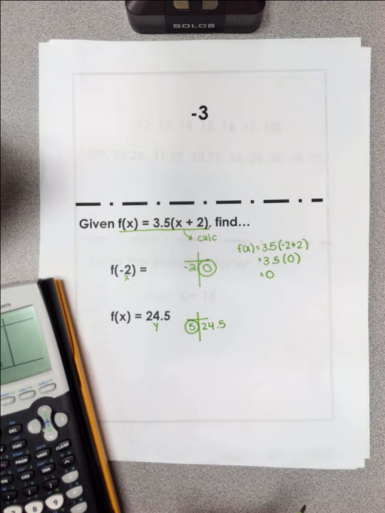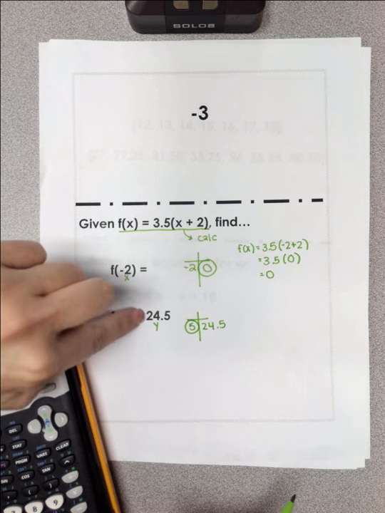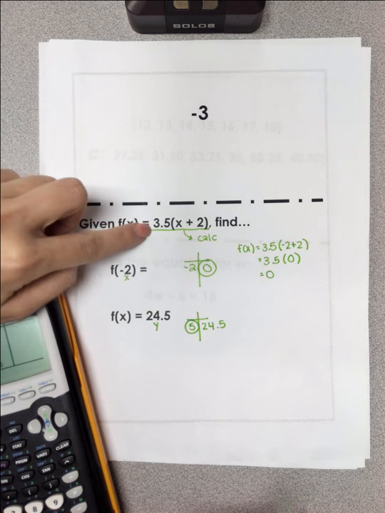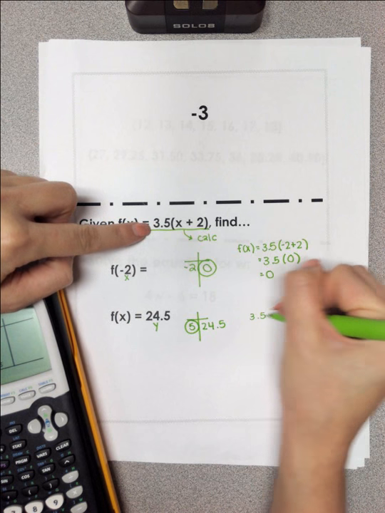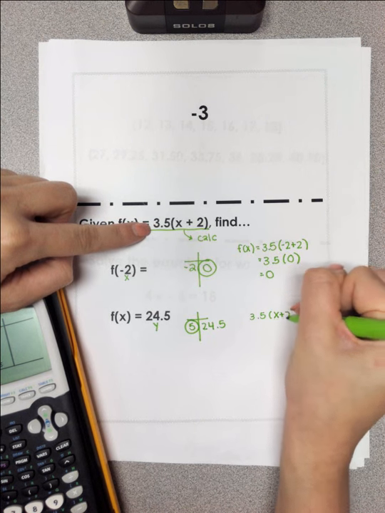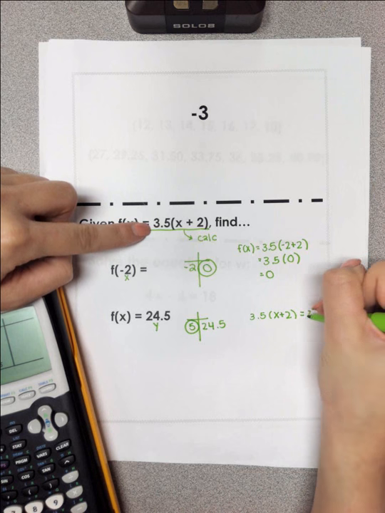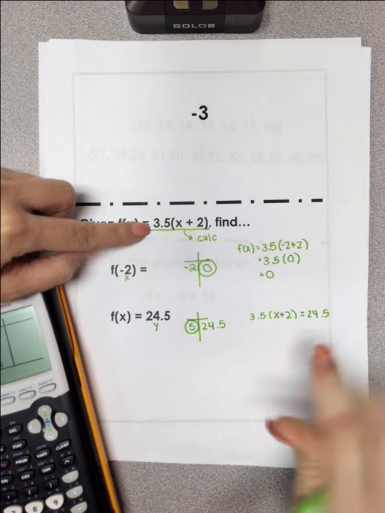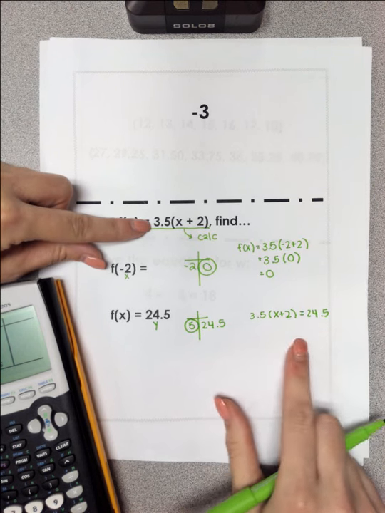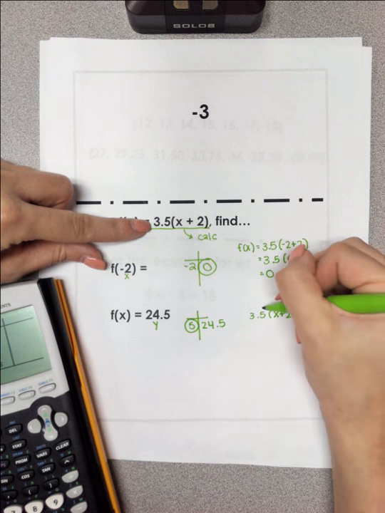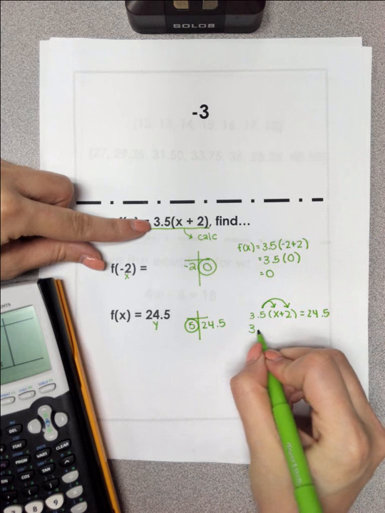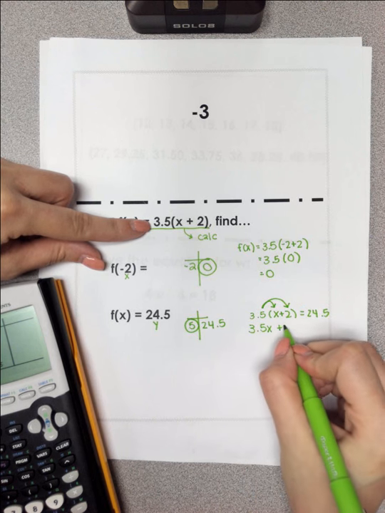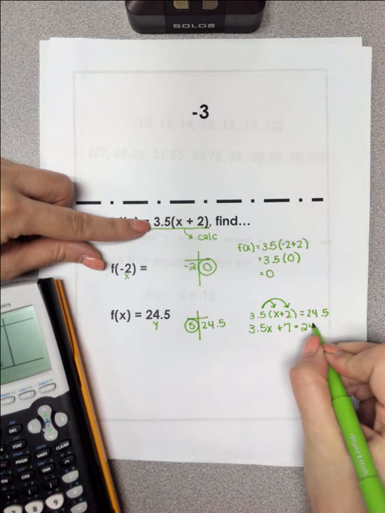Again, maybe you want to do it by hand. So we know it equals 24.5. So this function equals, so 3.5 parentheses x plus 2 equals 24.5. Okay, I've done problems like this. This is just solving an equation. We're going to distribute. So 3.5x plus 7 equals 24.5.